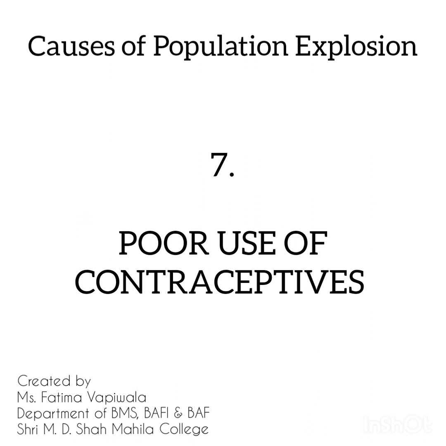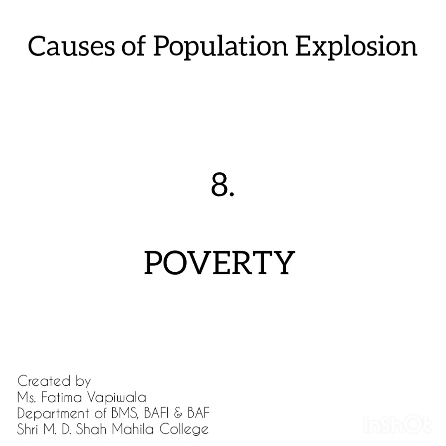Seventh point, poor use of contraceptives. In developed countries, the availability of contraceptives is widespread. However, poor planning on the part of both the partners may lead to unwanted pregnancies and unplanned births, which is another major cause of population explosion.